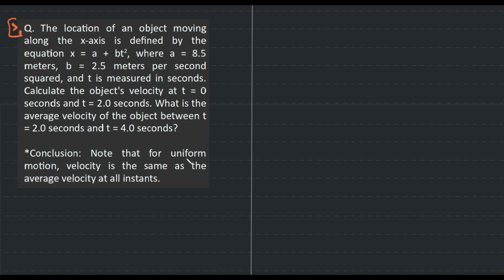Conclusion, note that for uniform motion, velocity is the same as the average velocity at all instants. Okay, so we'll understand that later. So first thing first, let's analyze the situation.